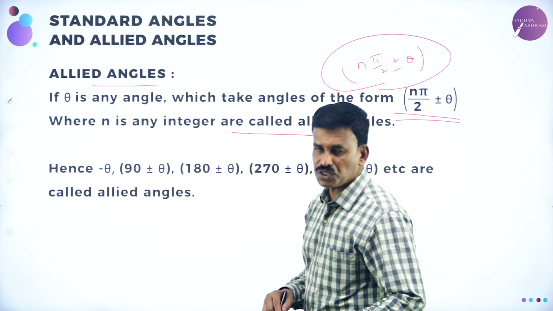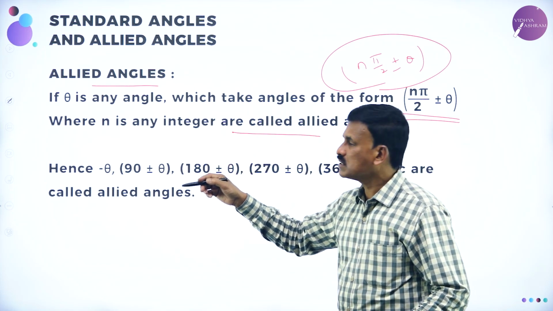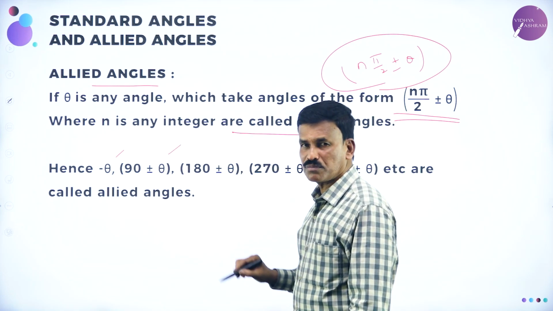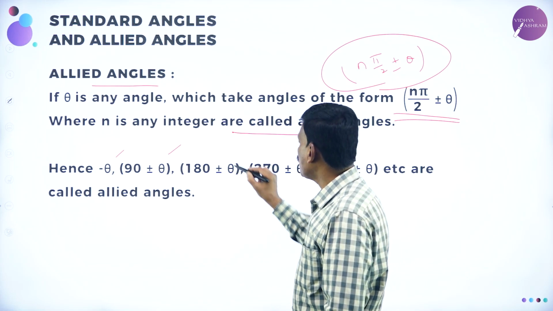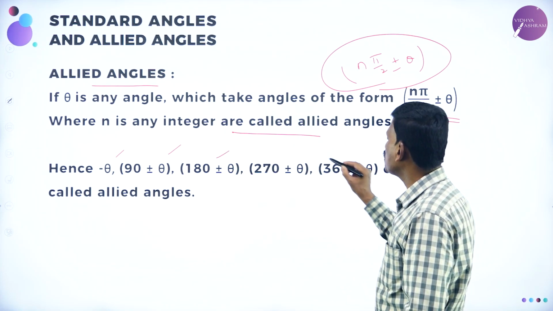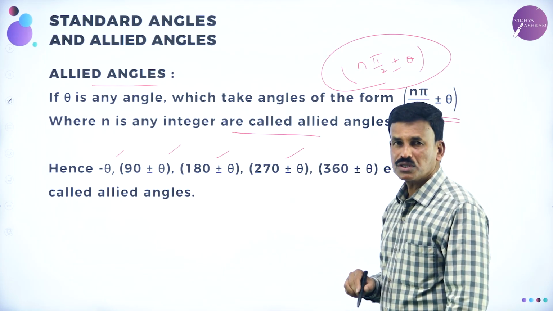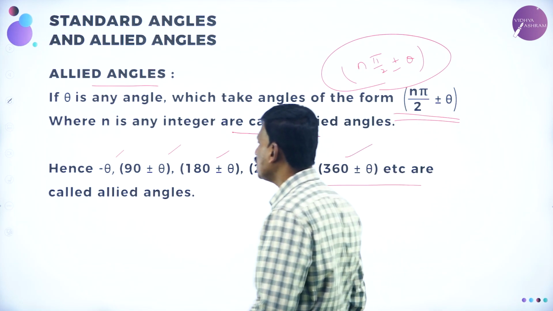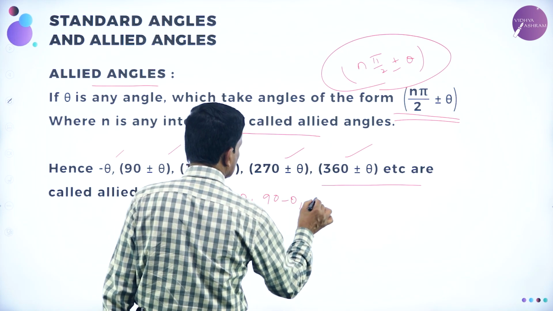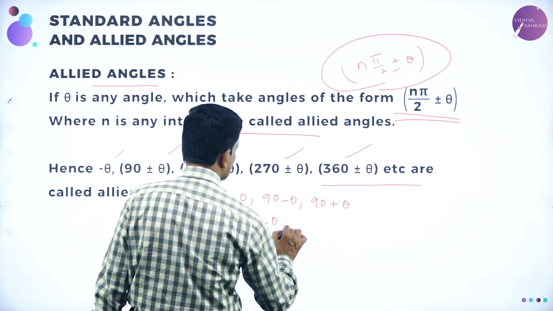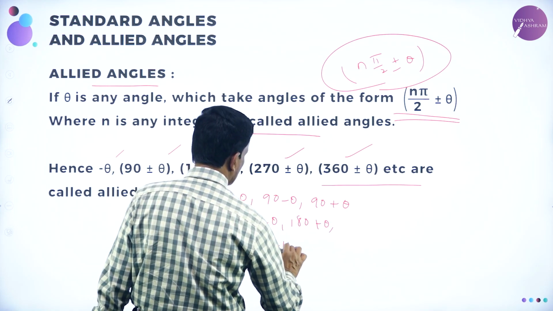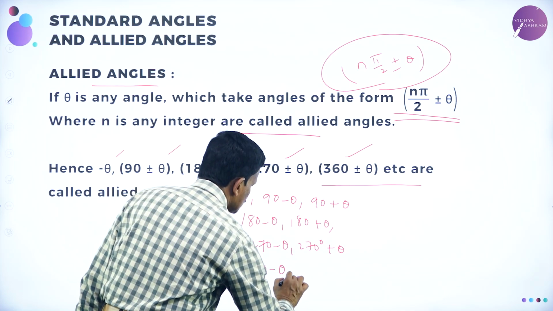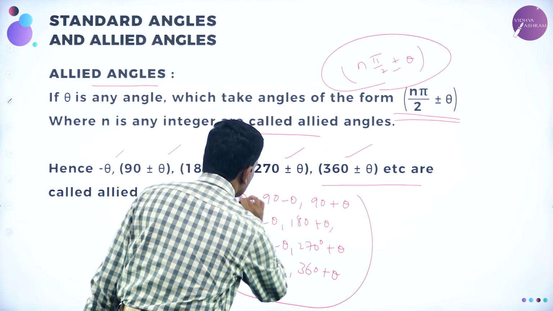Now, if n is equal to 0, then we are going to get plus or minus theta. Already we know theta, and this is minus theta, angles allied to theta. Then if you put n is equal to 1, pi by 2 means 90, 90 plus or minus theta. If you put n is equal to 2, pi means 180 plus or minus theta. If you put n is equal to 3, 3 pi by 2 is 270 plus or minus theta. If you put n is equal to 4, 4 pi by 2 is 2 pi, that is nothing but 360 plus or minus theta. All are called allied angles to theta. So, here the angles minus theta, 90 minus theta, 90 plus theta, 180 minus theta, 180 plus theta, 270 minus theta, 270 plus theta, 360 minus theta and 360 plus theta are all called allied angles to theta.